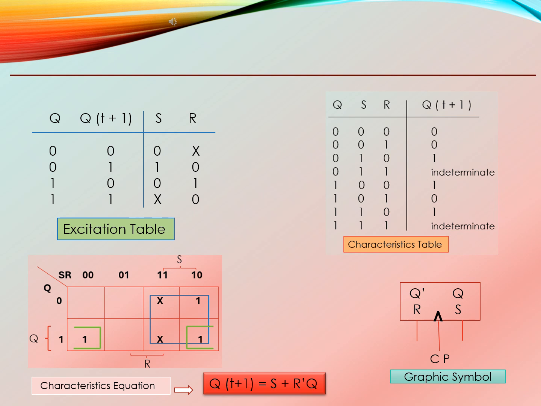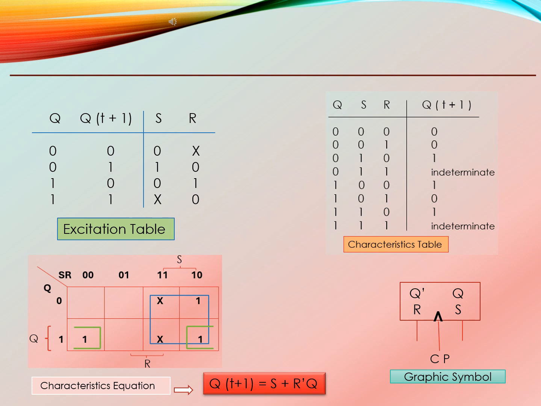When Q(t+1) equal to 0, row 1, Q equal to 0 stays 0, so S equal to 0; row 3, Q equal to 1 becomes 0, R equal to 1. In both cases, either reset is active, which means R is 1, or set is 0 and no active change happens. So logically the condition for the output becoming 1, Q(t+1) equal to 1, is captured by Q(t+1) equal to S plus R prime Q.